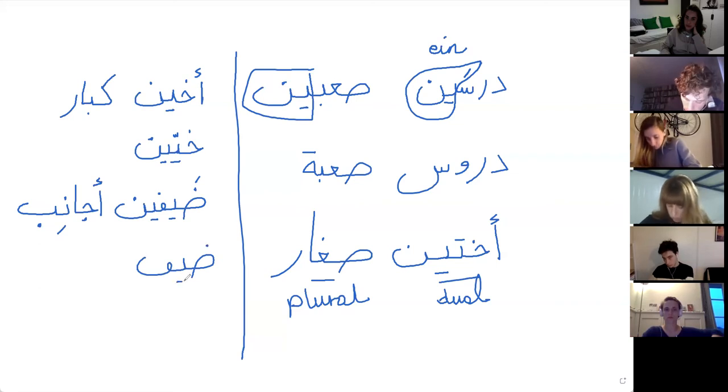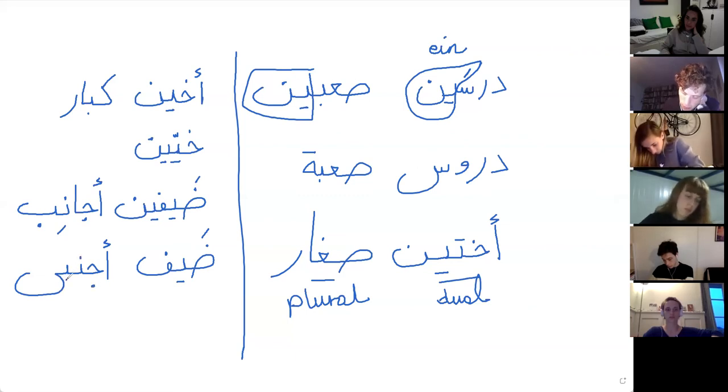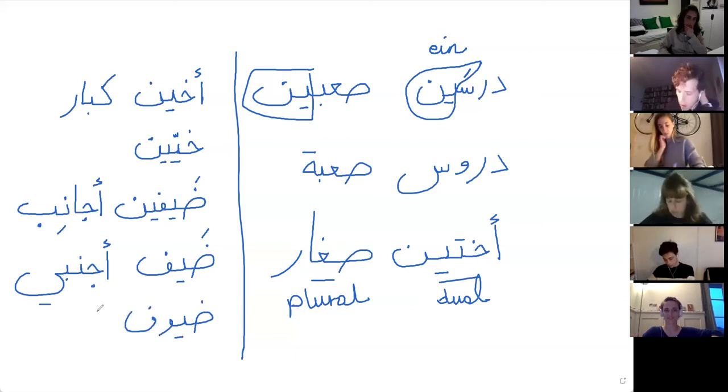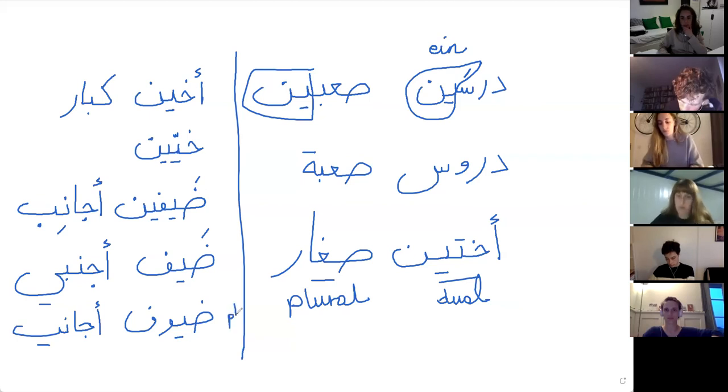The singular, المفرد, is ضيف. Tell me again, foreign. أجنبي. صح. That's singular. That's dual. What about the plural here? ضيوف. أجانب. صح. ضيوف. أجانب. So this is plural, singular, dual.